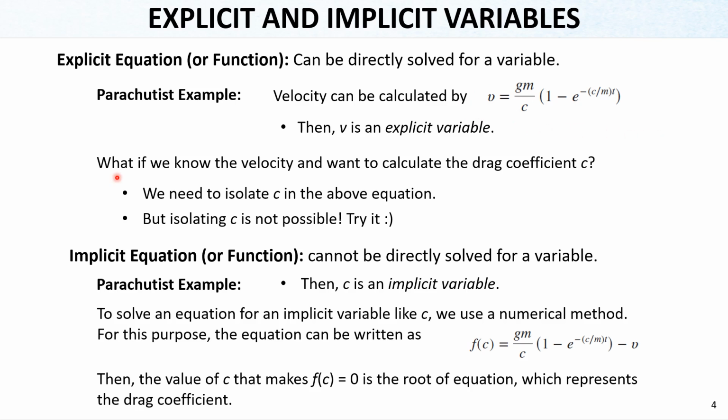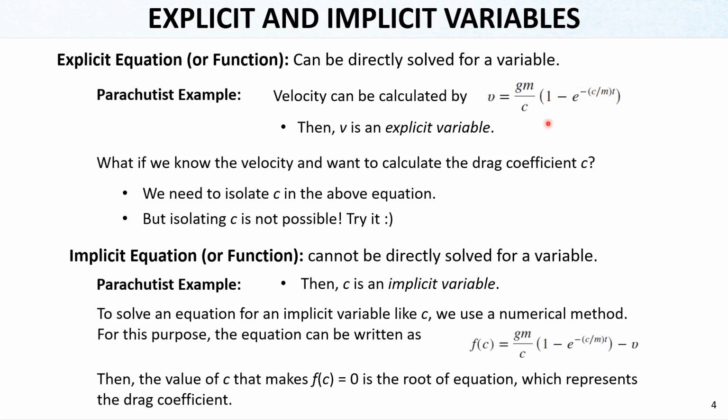But the question arises: what if we know the velocity, we know this value, and we want to calculate the drag coefficient, for example? So we want to calculate this or another parameter from the right side, t, for example, or c. The question here is about c, that's why we will continue with c. If we want to find this, then we need to solve this equation by isolating c. But isolating c is not possible. You can try this.